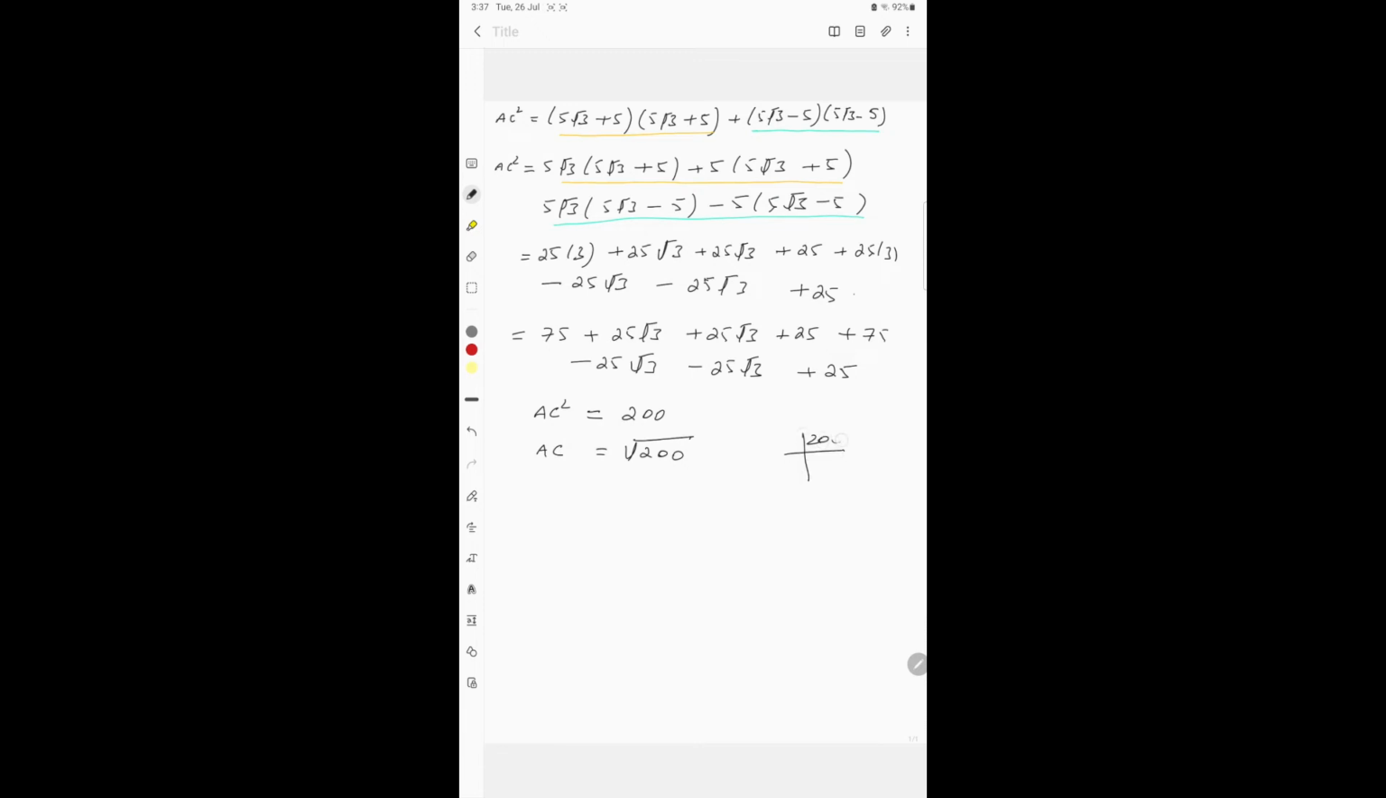You can take prime factors of 200 and you will see that this 2 is appearing 3 times and 5 is appearing 2 times. This is one pair, this is another pair. So these two pairs will come out of the surd sign and 1, 2 remain inside. So your final answer is under root 2 multiplied by 10.